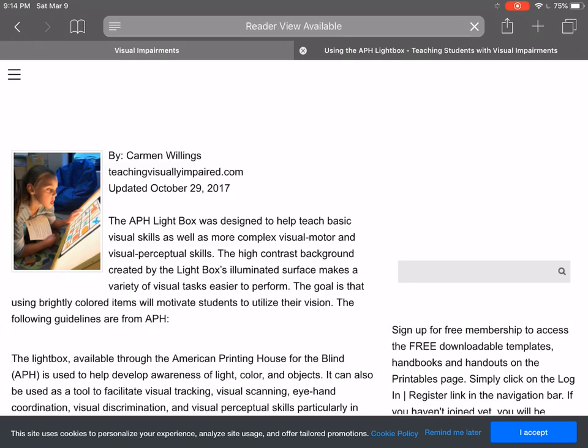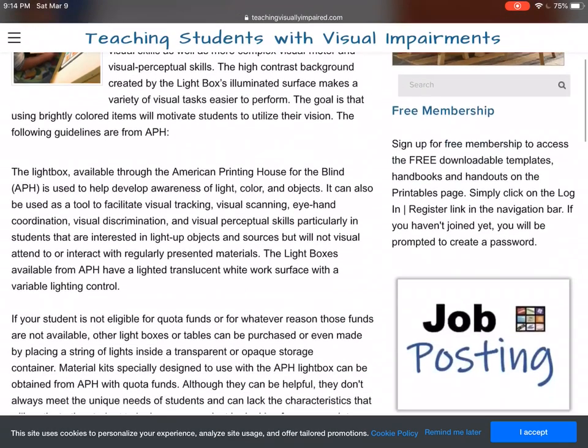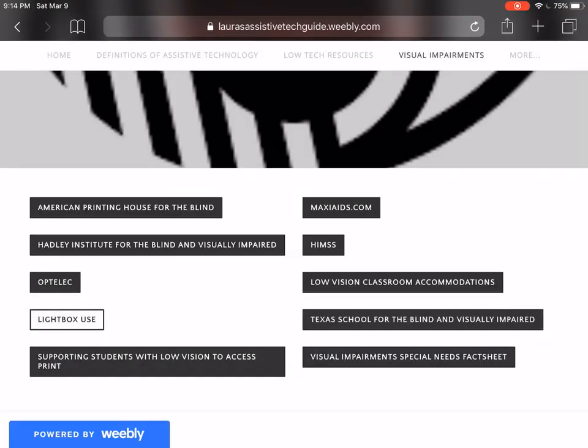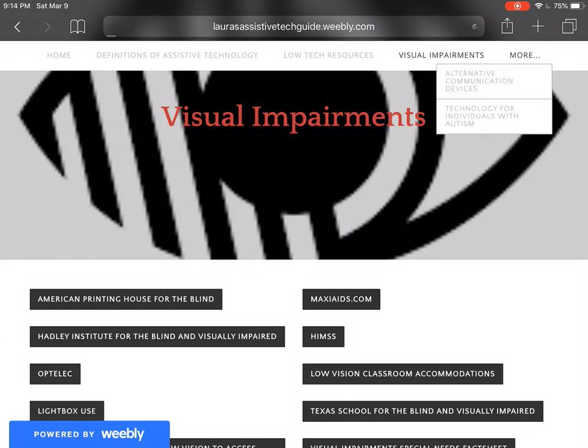Also, I included some Lightbox use. We are using the Lightbox with my student who has cortical visual impairments, and it's not always the use that I would have thought of for a Lightbox. So I put some information about that in here, as well as MaxiAids, which was recommended to me, and then Print Access. So just a lot of different things to help with those visual impairments.